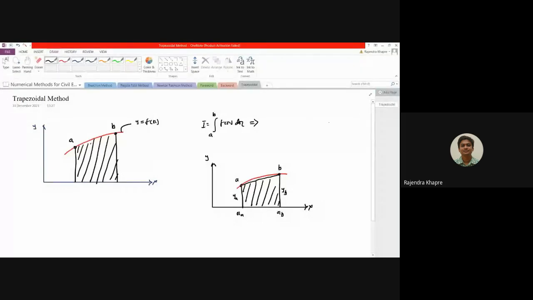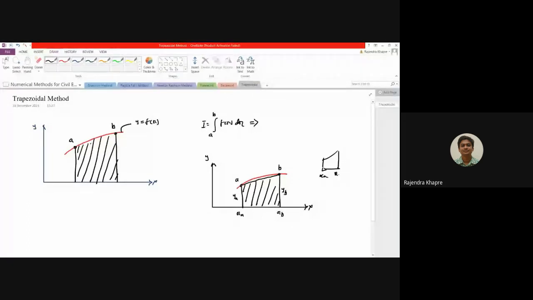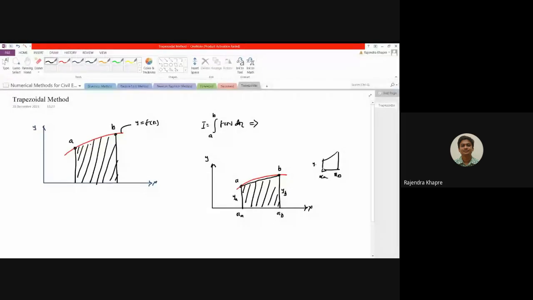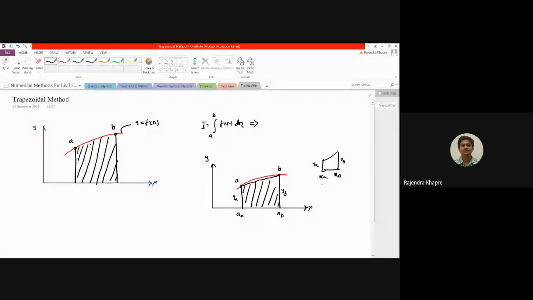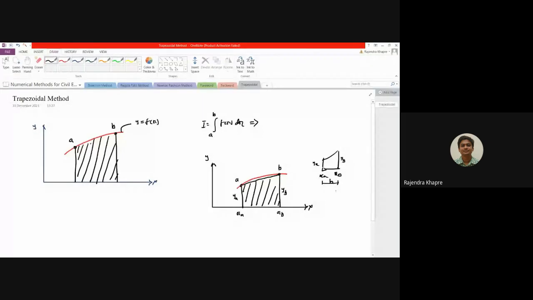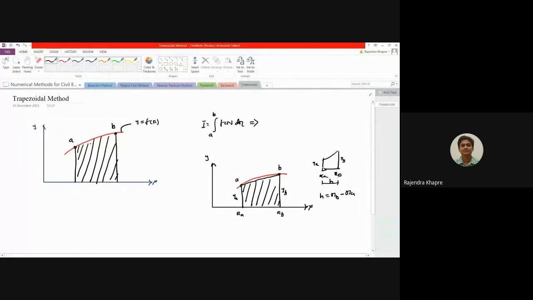Okay, so this is nothing but a simple trapezoidal shape. So this distance is xa, this distance is xb, this vertical will be ya, this vertical will be yb. So if you want to calculate the area of this trapezoidal shape, you can have a simple expression. We have the width. This width, usually we call h. So h can be calculated as xb minus xa. So this is the width, sorry, and as far as height is concerned, we have to take the average height.